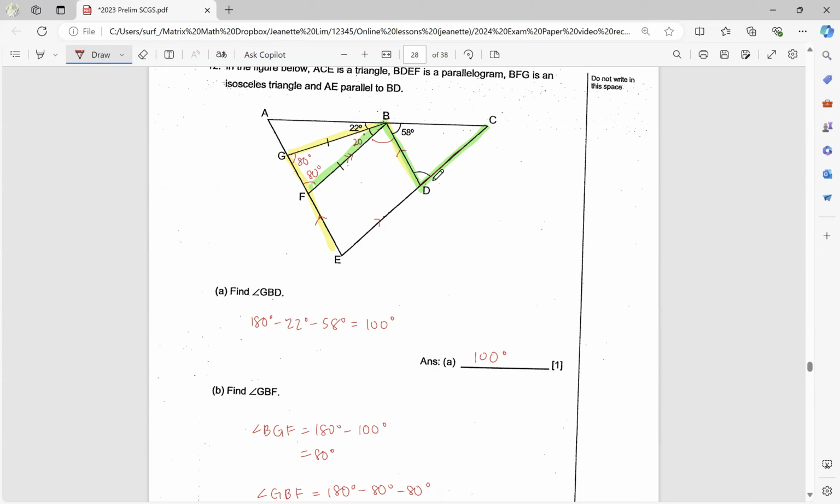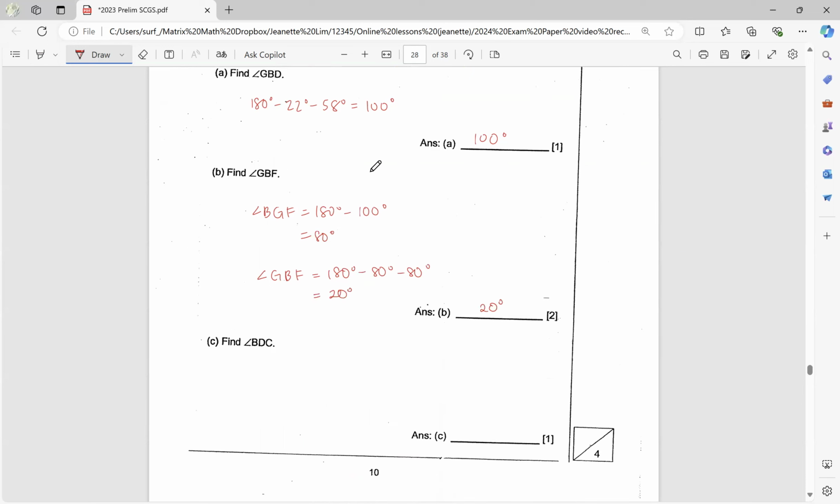So let's find FBD. FBD is 100, oh, okay, 100 minus 20. Which is 80. So this is 80.